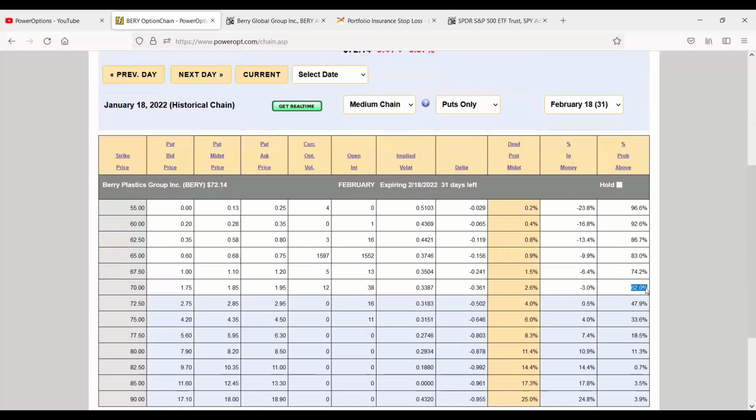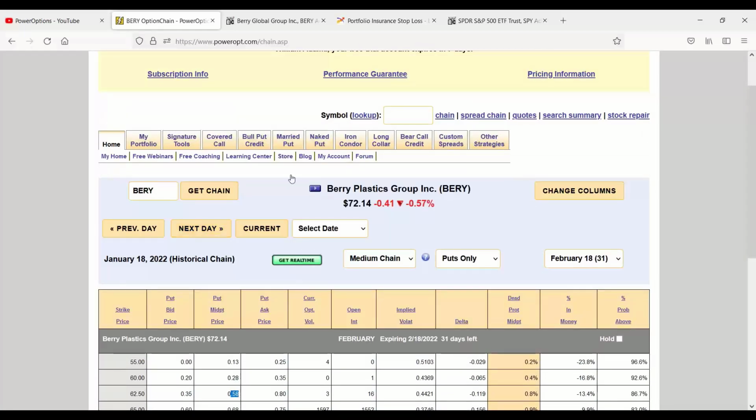Yeah, so this is only a 62% probability, so I wouldn't have done this one. But let's go ahead and take the 67.50. We're going to take the midpoint, and we're going to say on January 18th, we sold the 67.50 February put for 1.10. And at the same time, we're going to buy the 62.50 for 58 cents. We're going to use a 5-point spread in this case on a bull position, and it's going to give us a decent net credit for a 5-point spread.